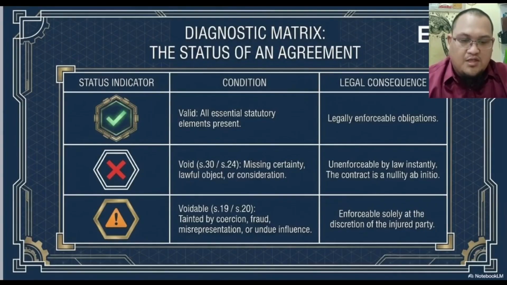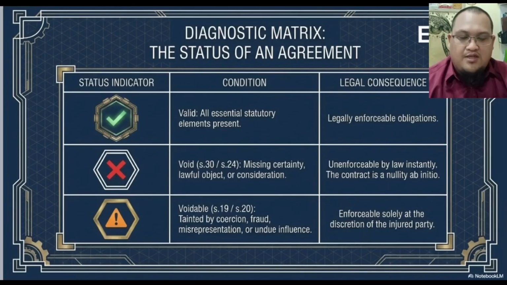Diagnostic matrix, the status of an agreement. These slides explain the status of an agreement based on compliance with legal requirement. The first category is a valid agreement. This type of contract fulfills all the essential elements and is enforceable by law. The second category is a void agreement. This type of agreement has no legal effect from the beginning. For example, agreement involving illegal activities are considered void.